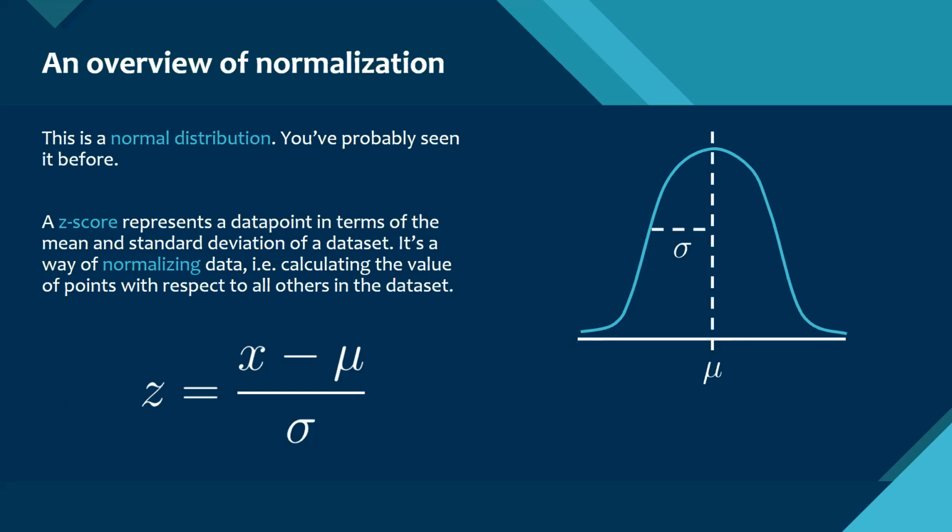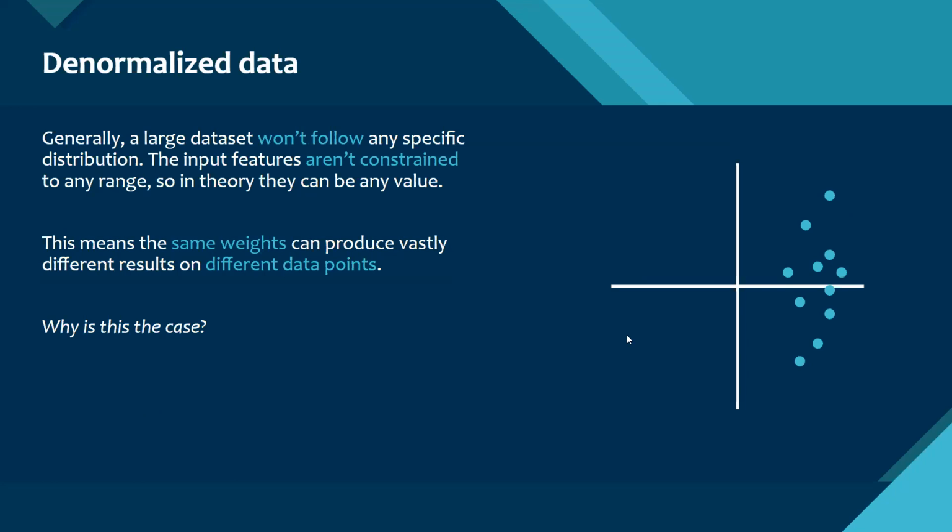So taking this z-score is also a useful property in neural networks, because sometimes we want to pass in data to the network that's been normalized. If we have some denormalized data that we're passing into our neural network, the important thing is that our input features aren't constrained to any range. And if we have multi-dimensional input, those ranges can vary across those inputs massively. This means that the same weights can produce really different results. This is not great.